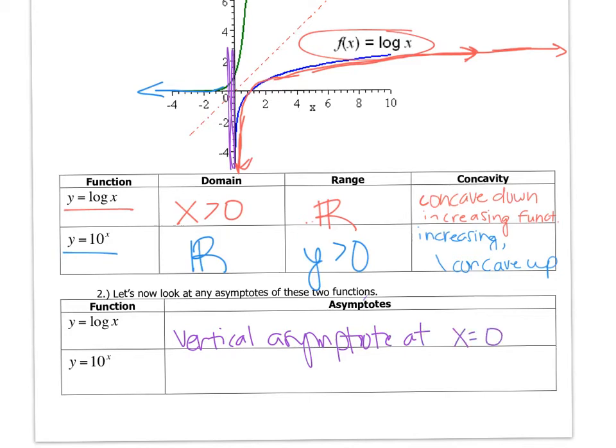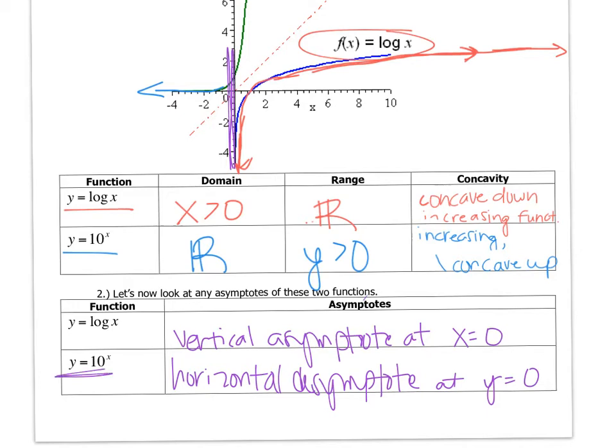And for our exponential function, we have a horizontal asymptote at y equals 0. Okay, we talked last unit about how exponential functions always have a horizontal asymptote. So now our log functions will also always have a vertical asymptote.